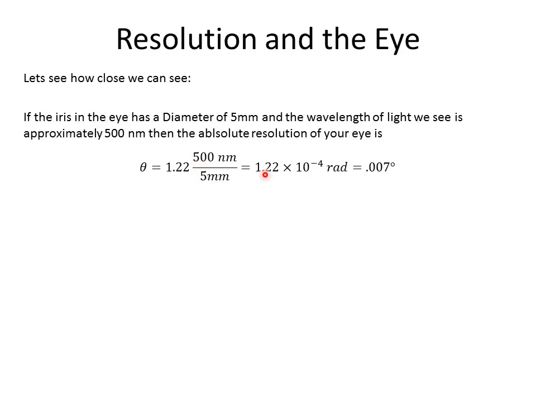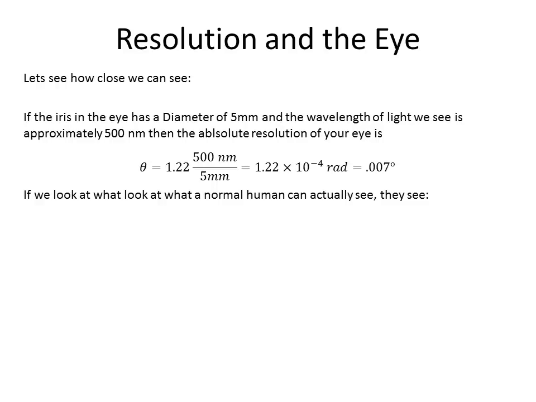And this works out to 1.22, the 5 and the 5 cancel, so we get 1.22 times 10 to the minus 4 radians. And there's a small angle approximation in here with the theta, so we have to remember that we are working in radians. So if we convert this down, this means that we can see 0.007 degrees. That's the absolute minimum angle that we could see a difference between for our eye, if we're looking at the Rayleigh criteria.